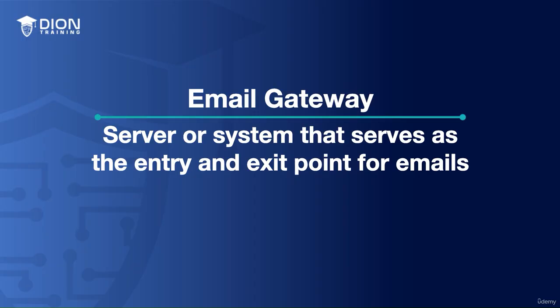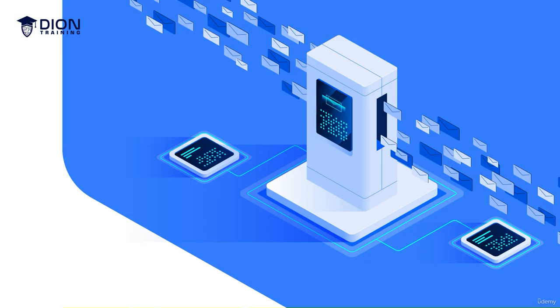Fourth, we have the configuration of our email gateway protocol. An email gateway is a server or system that serves as the entry and exit point for emails. This gateway is then responsible for handling the transfer of emails between the internet and a local network. Email gateways are crucial for ensuring the secure and efficient transmission of emails. Email gateways usually rely on the Simple Mail Transfer Protocol, or SMTP, to send and receive emails. When an email is sent, it first passes through the sender's email gateway before it's sent over the internet.